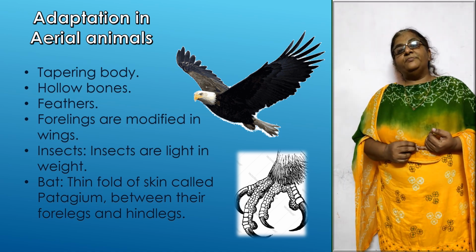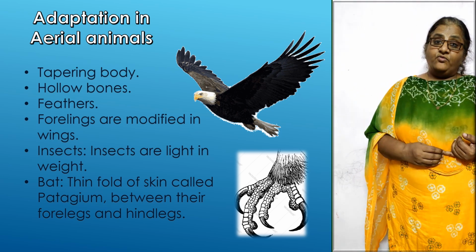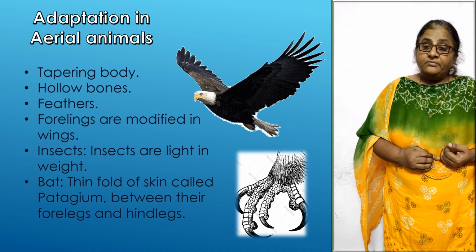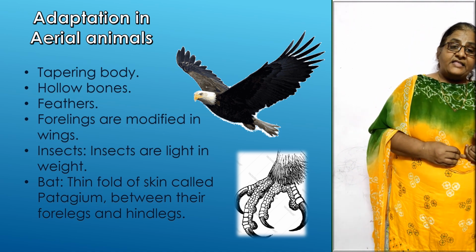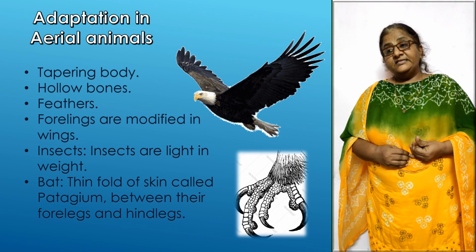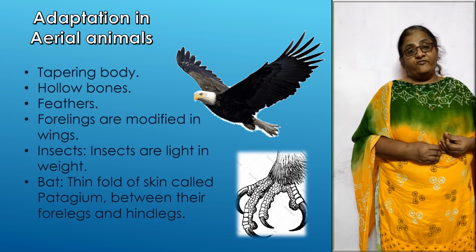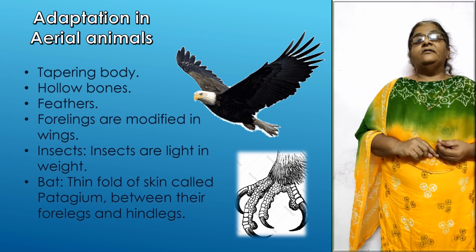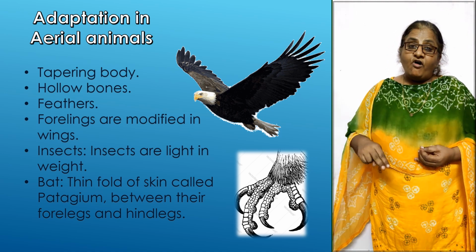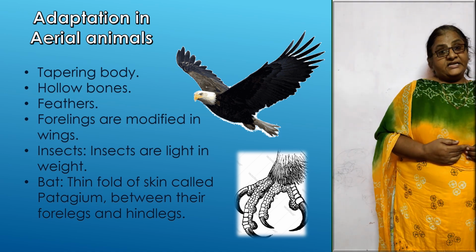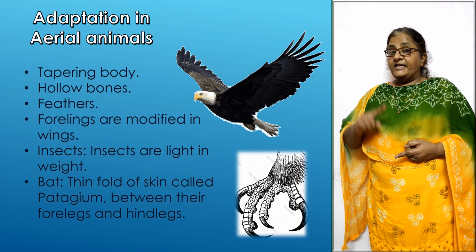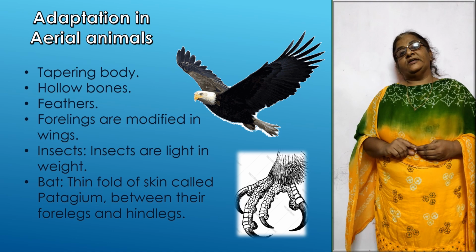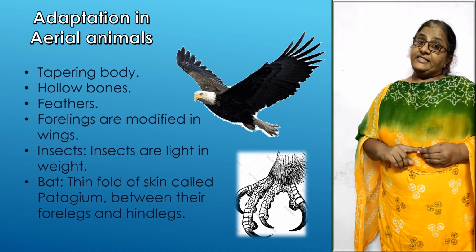The forelimbs of the birds are modified into wings, which helps them to fly in the air. Now, insects also fly in the air like birds. These insects use two pairs of wings to fly in the air, and when they come on the ground, they walk with six sticky legs. Again, their body is light in weight and tapers off towards both ends. As a result, insects can fly in the air.